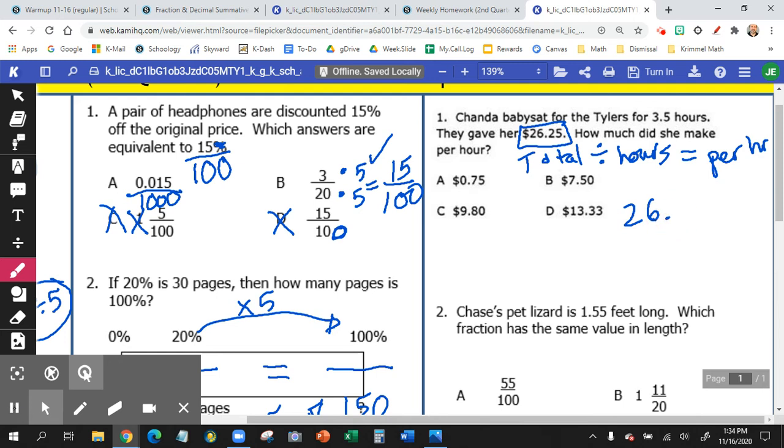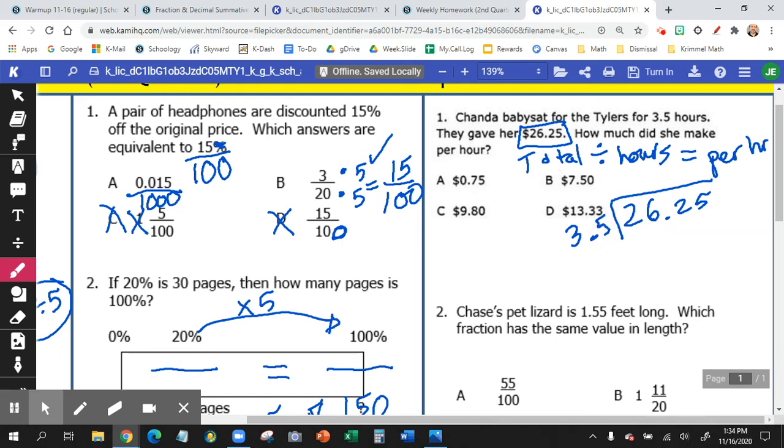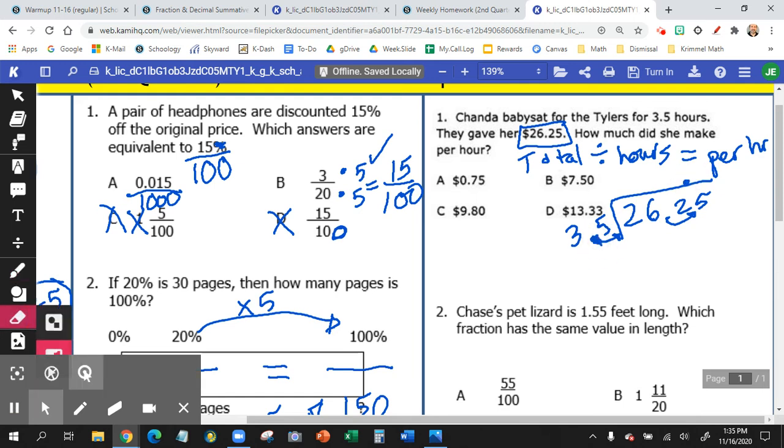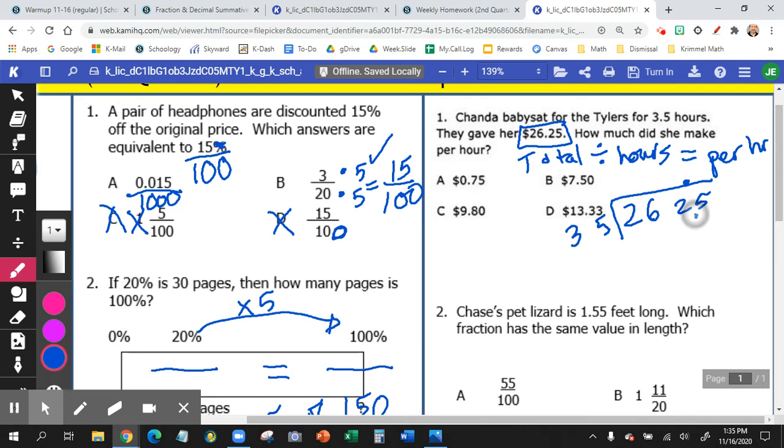So we got 26.25 divided by 3.5. So we're going to move this over to make a whole number. 1, 1. So we're going to move it. Now we got a whole number. So we can actually take that part away, make it a whole number, and then we just move it up into our answers.